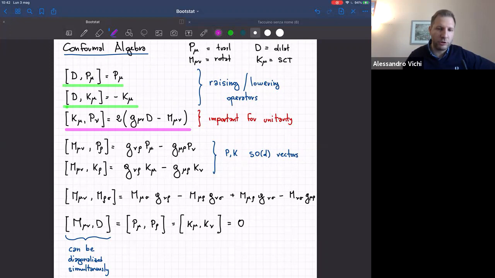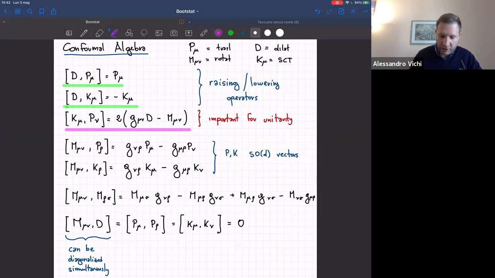The second to last line is the usual commutation relation of SO(D). And finally, there are a bunch of abelian subgroups. So translations are abelian, special conformal transformations are abelian. And interestingly, the dilatation is a scalar object, so the commutation relation with M is zero, which means that once you have two generators that commute among each other, you can diagonalize them simultaneously. And that's what we're going to do later.